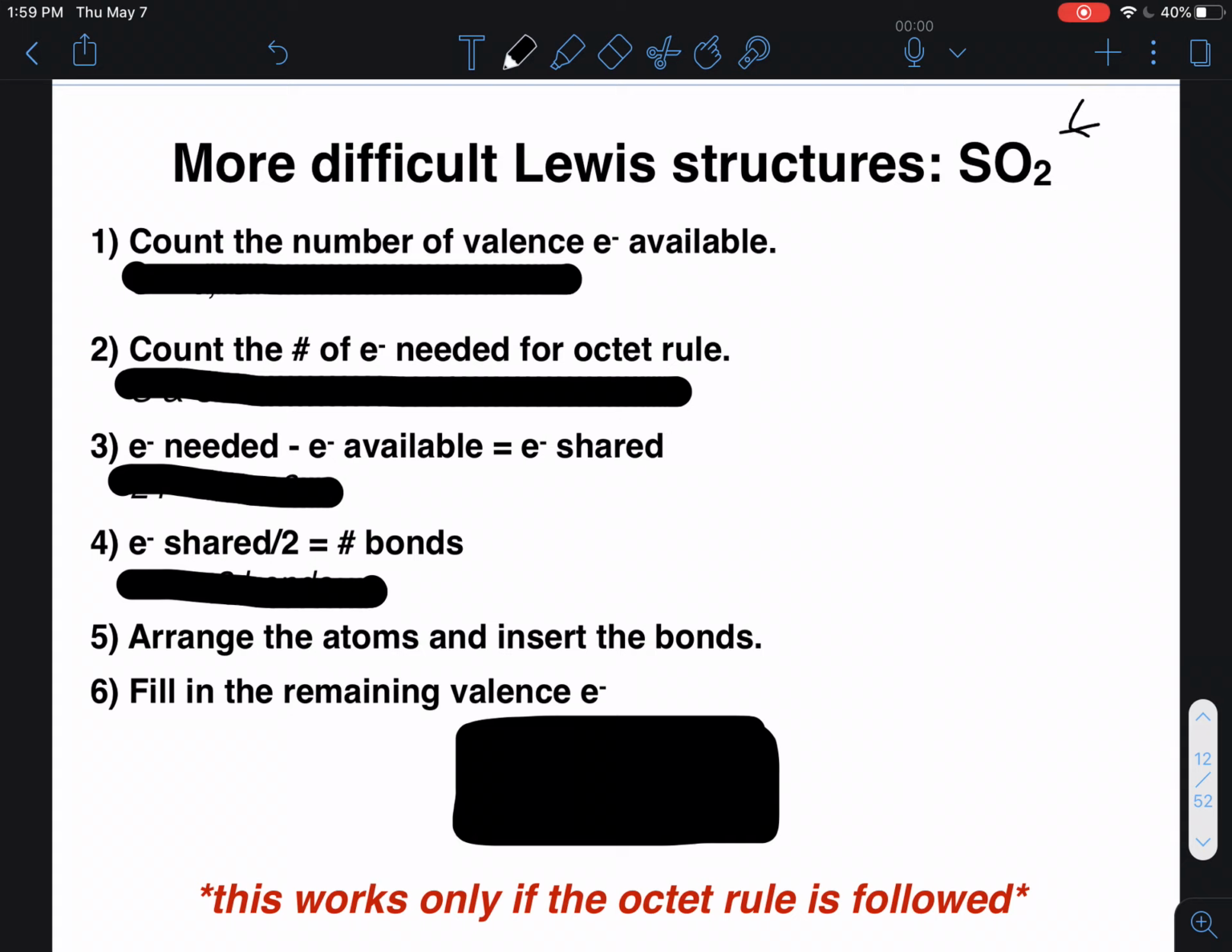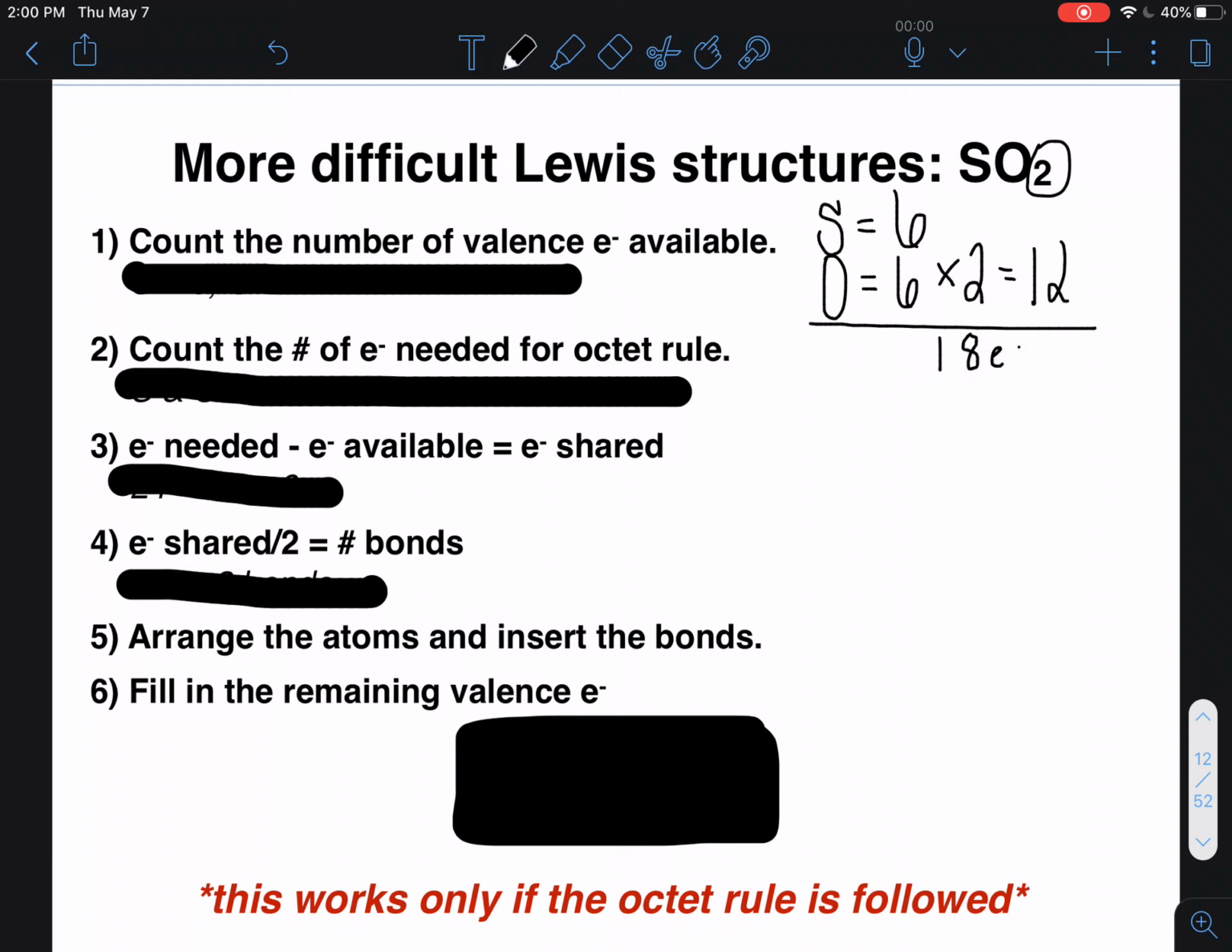So the first thing you're going to do is count up the valence electrons. I know that sulfur is right under oxygen on the periodic table. If you don't believe me, hopefully you have a periodic table right in front of you. Sulfur brings 6 valence electrons. Oxygen also brings 6, and there are 2 of them, because we have a 2 right here, so we multiply that by 2. That's a total of 12. We add them together, and that is 18 valence electrons that we have to work with: 6 from sulfur, 12 from the 2 oxygens.